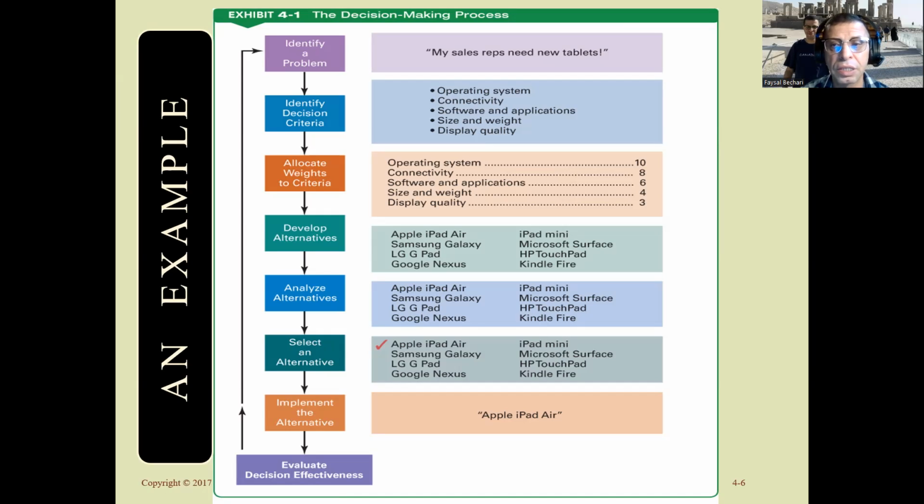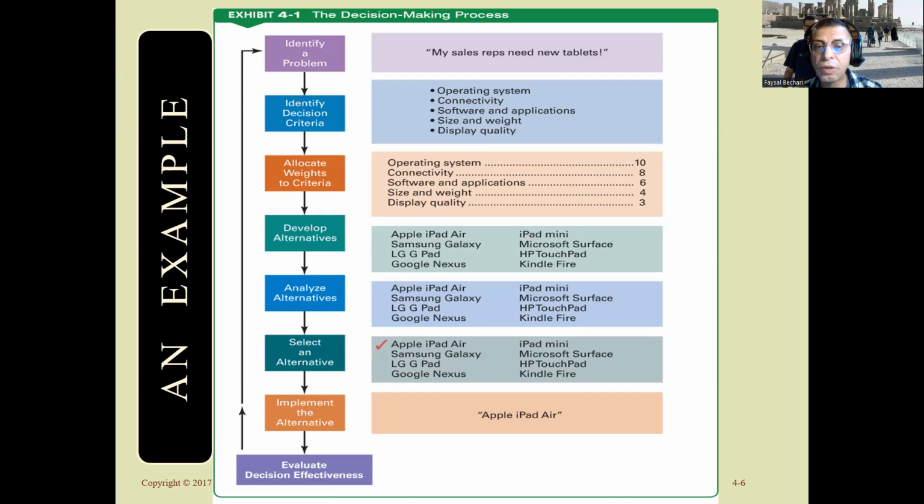But in this case, for example, my sales representatives need a new tablet. That's identifying a problem. Then identify the decision criteria. So what makes us make a decision? Here we're looking at what kind of operating system, the connectivity, the software and the applications, the size and weight, and display quality. And what I wanted to add here is probably aftermath support and service.